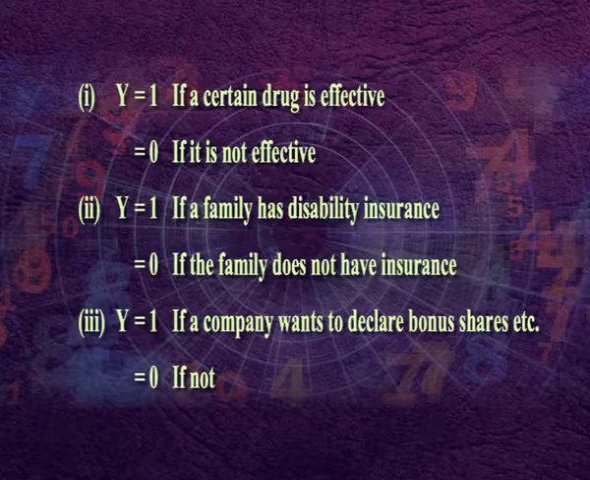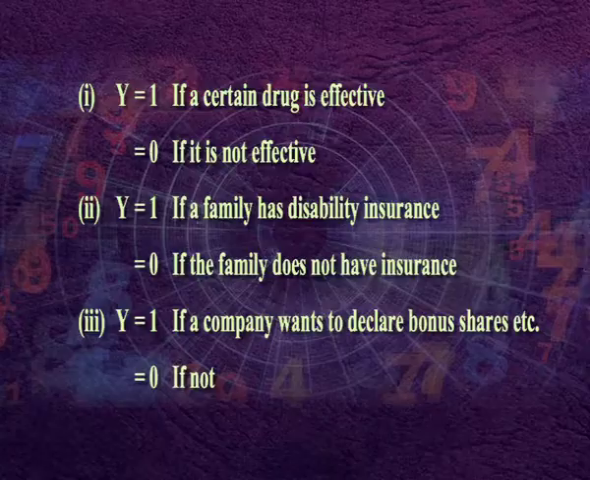Some more illustration for binary response variable can be given as number 1, y equal to 1 if a certain drug is effective and y equal to 0 if it is not effective. Y equal to 1 if a family has disability insurance and 0 if the family does not have insurance. Y equal to 1 if a company wants to declare bonus shares, etc. and 0 if not.